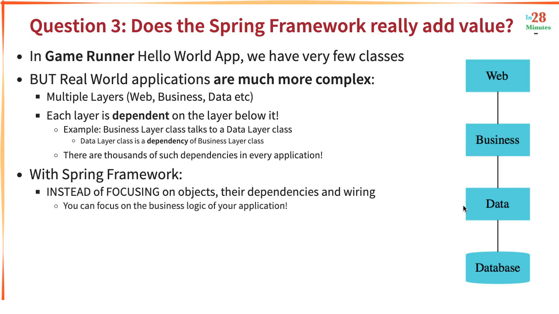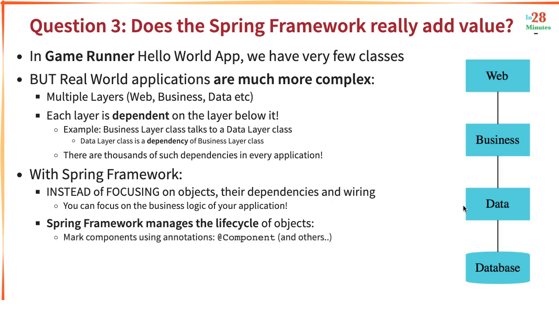When you're using the Spring framework, instead of focusing on creating objects and wiring dependencies, what you can focus on is the business logic of your application. And you can leave it to the Spring framework to manage the life cycle of the objects. All that you need to do is to mark your components using annotations like @Component, and mark your dependencies using @Autowired. And you can allow the Spring framework to do its magic.